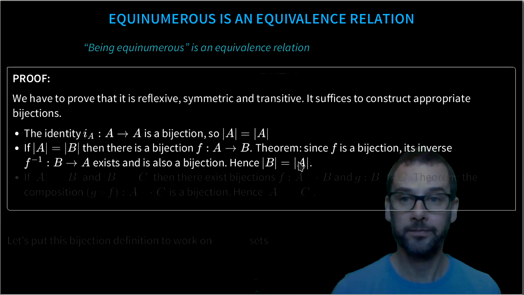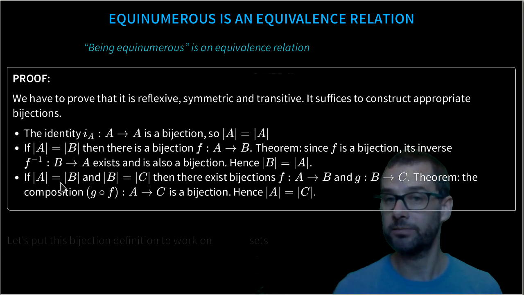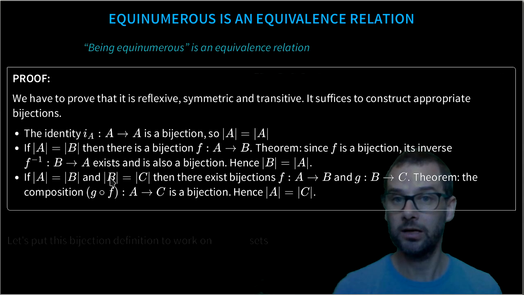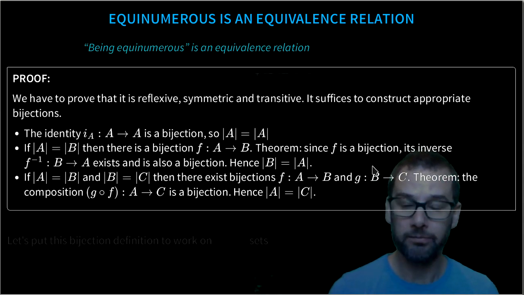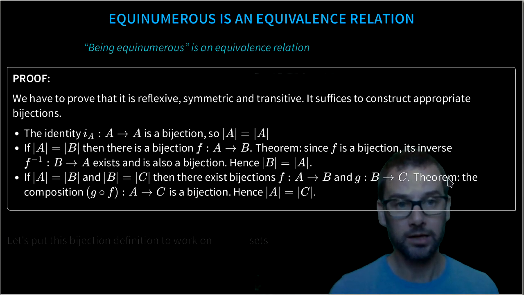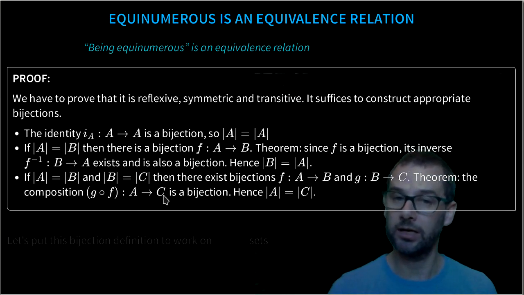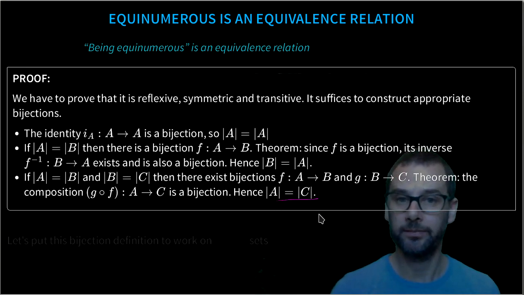Finally, if we know that A is the same size as B, and B is the same size as C, then we have bijections from A to B and from B to C. And if we compose those bijections, as we proved previously, the composition g of f takes us from A to C and is also a bijection, and hence A is the same size as C.